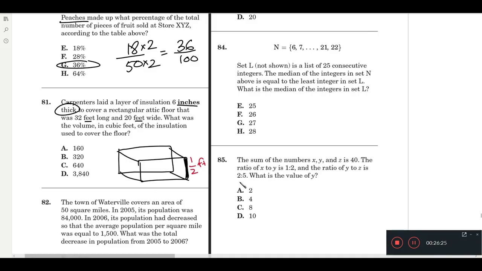So half a foot, and 32 feet long and 20 feet width. Now, what was the volume in cubic feet? How do we find volume? Length times width times height. So 20 times 32 times half.